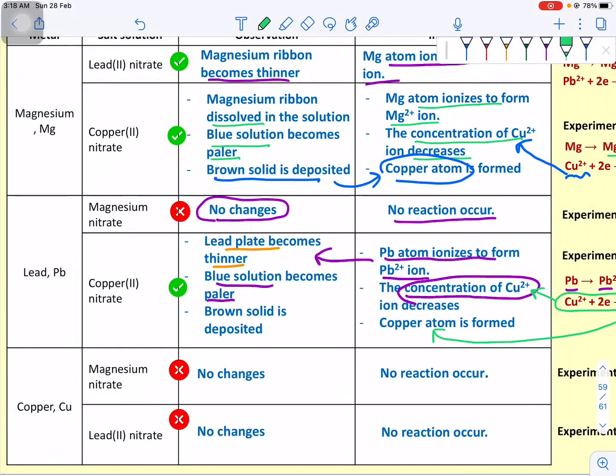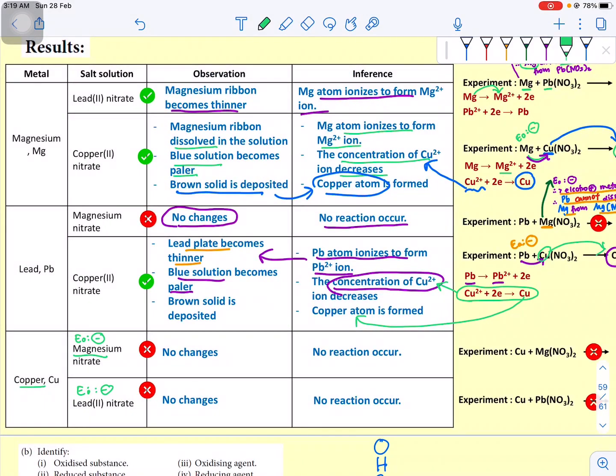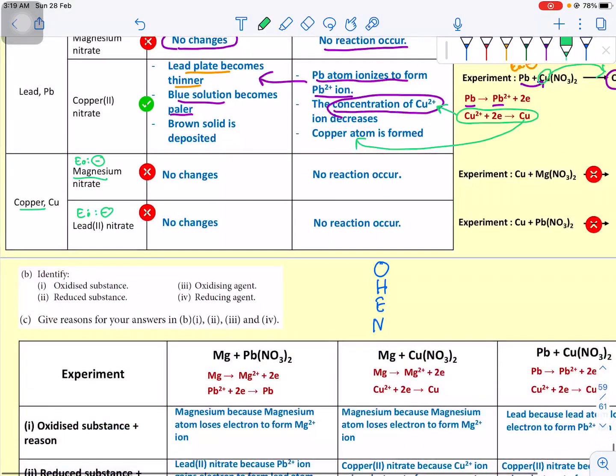Okay, and then copper and magnesium nitrate no changes, and also copper and lead(II) nitrate no changes. The reason is because bila kita tengok E naught Mg dengan Cu, confirm E naught Mg ni adalah E naught yang more negative, dan E naught lead adalah more negative. Okay, bila dia negatif, maka dia more electropositive metal. Cu tak boleh buat apa-apalah dengan dia, sebab itulah no reaction.